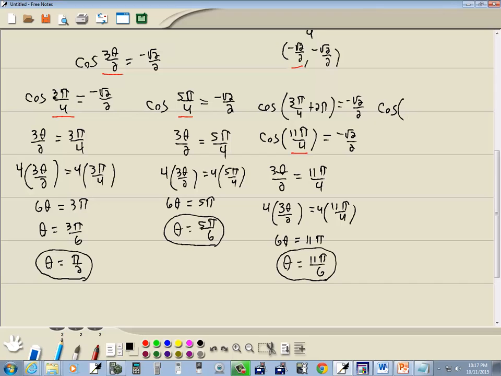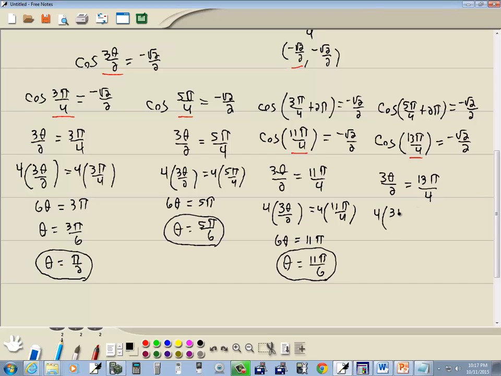Okay, that time we started with this angle and we added 2 pi. So now we're going to start with the 5 pi over 4 and we'll add 2 pi. And that's also going to give us negative square root of 2 over 2. Well, 2 times 4 is 8, plus 5 is 13. So that's 13 pi over 4 is equal to negative square root of 2 over 2. And we set what follows our cosine here equal to what follows our cosine here. So we're going to have 3 theta over 2 is equal to 13 pi over 4.